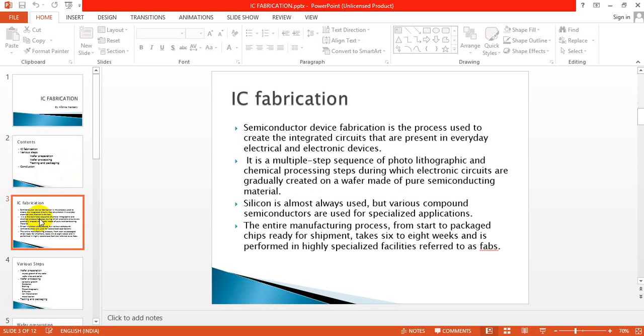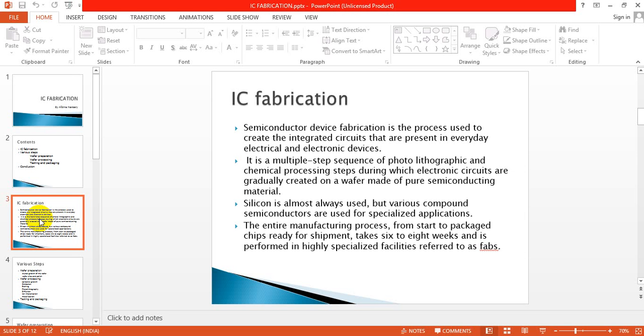Semiconductor device fabrication is the process used to create the integrated circuits that are present in everyday electrical and electronic devices. It is a multiple-step sequence of photolithographic and chemical processing steps during which electronic circuits are gradually created on a wafer made of pure semiconductor material. Silicon is almost always used, but various compound semiconductors are used for specialized applications.